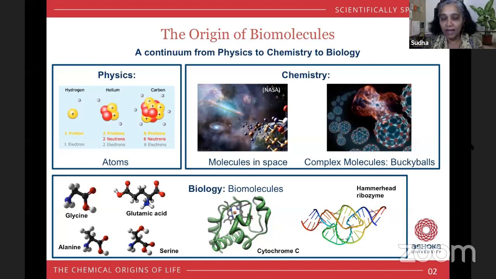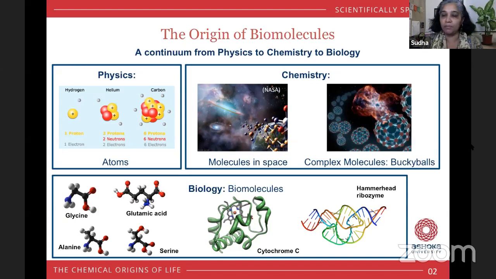So there you see that there is this continuum between physics, the atoms, chemistry, the small molecules, and biology, the larger conglomeration of molecules, which is thought to have led to the transition from chemistry to biology on early Earth. So the way to think about it is to say, how do we go from the space where you have all these simple molecules, the chemical space, to more complex molecules, which is the biological space?